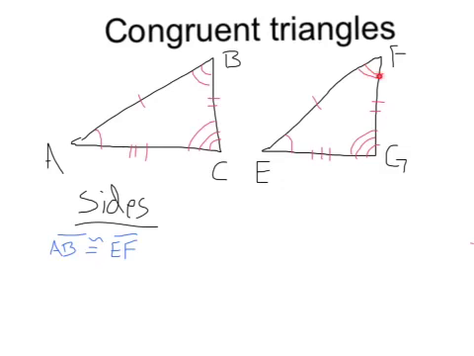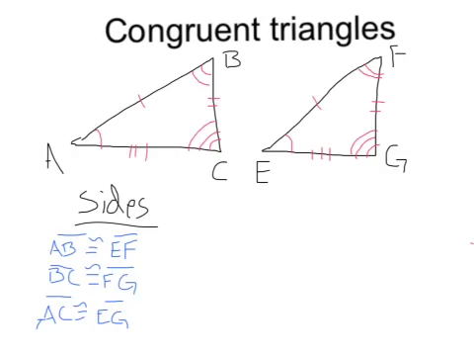All right, how about side BC? BC is congruent to FG. They both have two hash marks. So we could say that BC is congruent to FG. And our last side, AC, has three hash marks. EG has three hash marks as well. So we could say that AC is congruent to EG. And those are all three of our congruent sides.